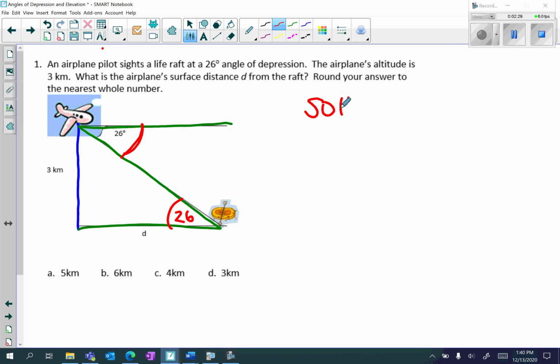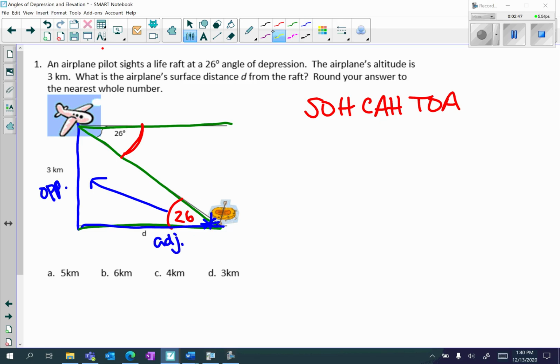Now this turns into a trig question. So we're going to be using SOHCAHTOA. So 26 is going to be my central angle. 3 is going to be my opposite. And what I'm trying to find is right next to the central angle, which is my adjacent. If I have O and A, which one in SOHCAHTOA uses O and A? That means tangent, TOA. So tan of 26 is equal to opposite, which is 3, over adjacent, which is d.